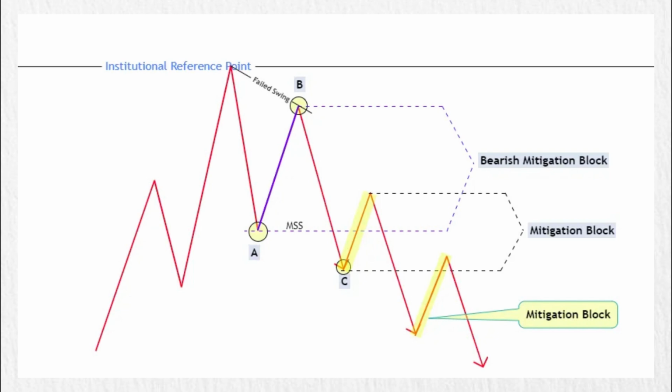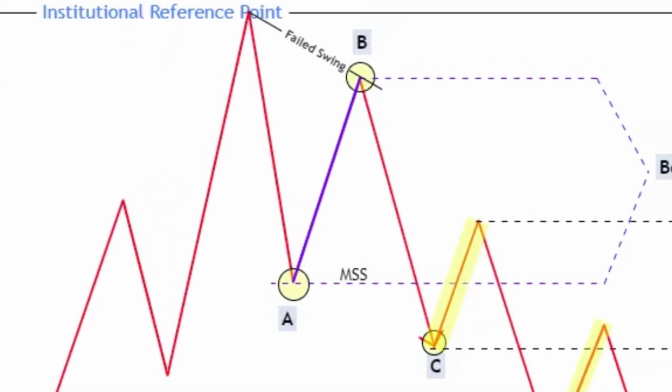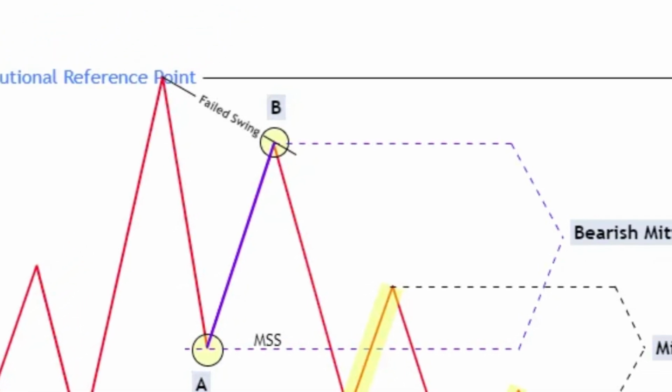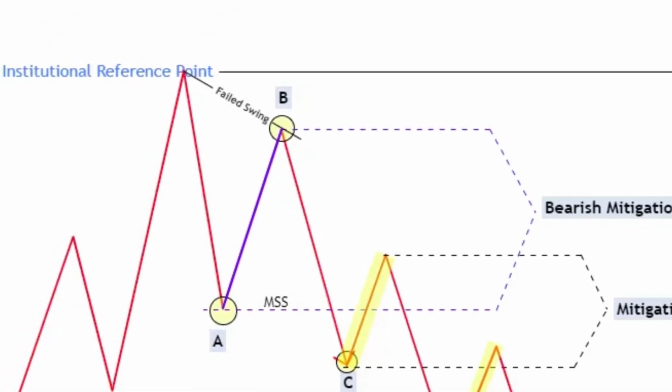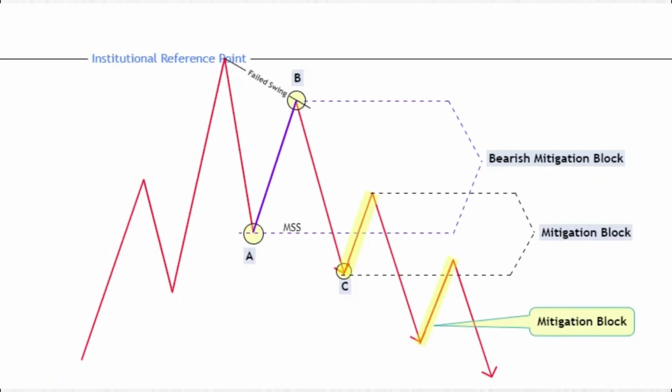Now, the area from the swing low broken, indicated by point A in the picture, to the lower swing high formed, indicated by point B in the picture, is termed as bearish mitigation block. The concept behind it is that the price was bullish initially and the traders were buying the bullish rally, but price failed to swing higher and shifted the structure to downside.